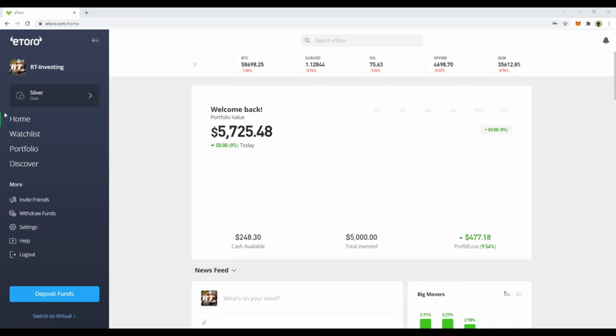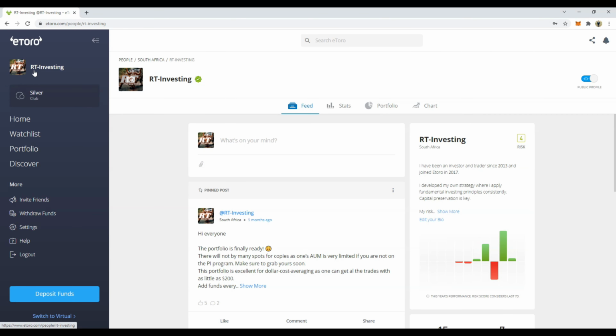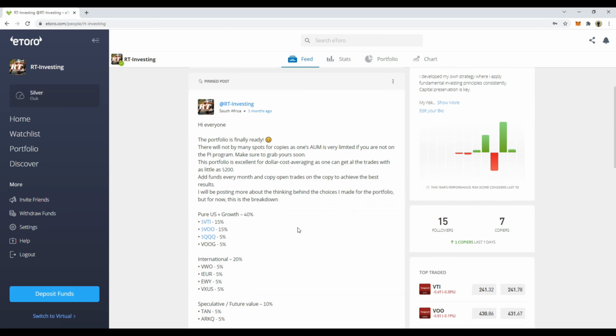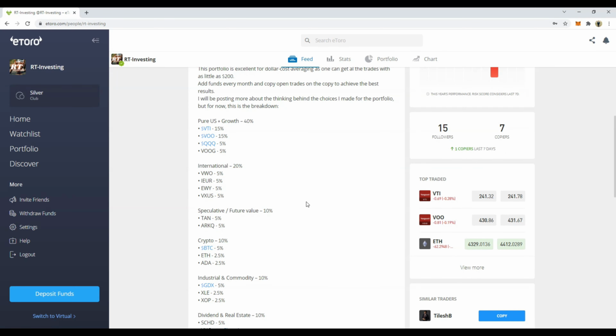All right, so this is my homepage on eToro. I'm going to be clicking on my RT Investing logo, and it's going to take me to my feed. You can see on the screen you have your feed, stats, portfolio, chart. I'll first be explaining the breakdown, and then I'll look at the actual investments. So you'll see that my pinned post describes exactly what we are invested into.